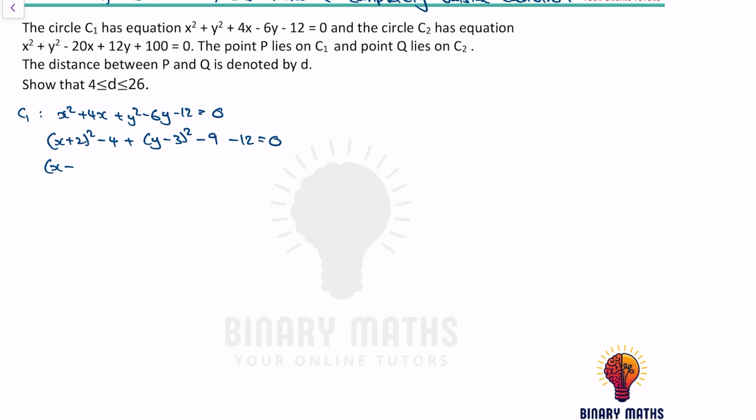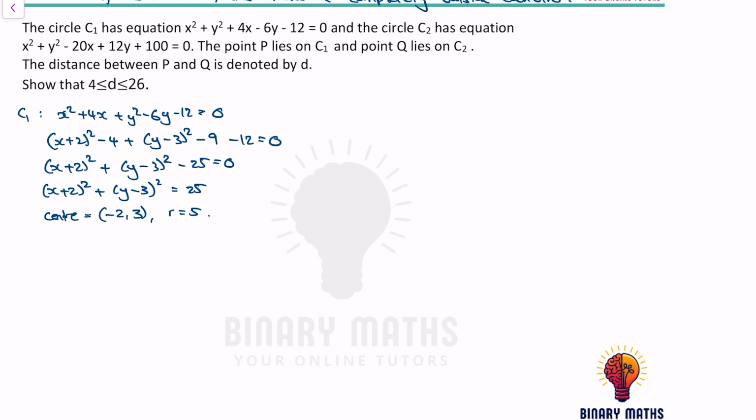If I clean this up, I get (x plus 2) squared plus (y minus 3) squared, and then I get minus 25 equals 0. If I take the constant to the right hand side, I get equal to 25, which means the center is (minus 2, 3) and the radius is equal to 5. Okay, and the circle C2 has equation x squared plus y squared minus 20x plus 12y plus 100 equal to 0.